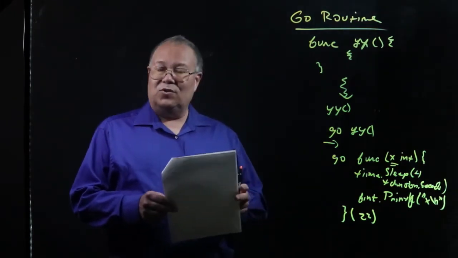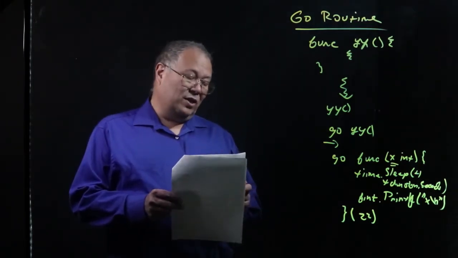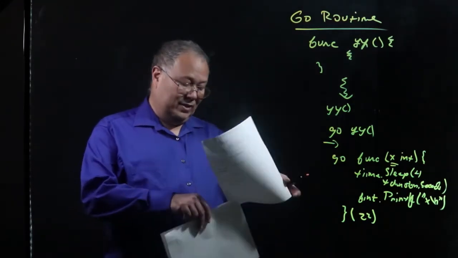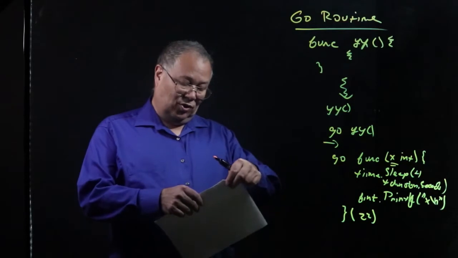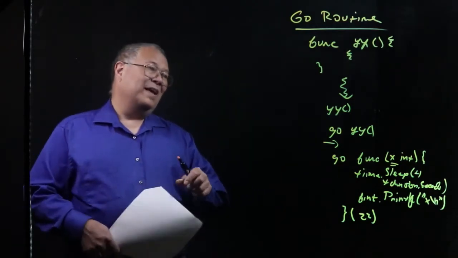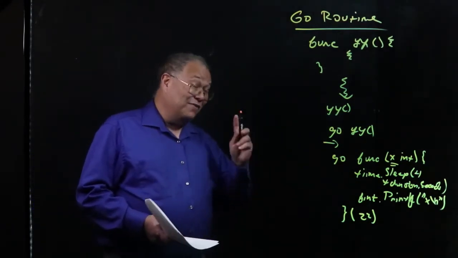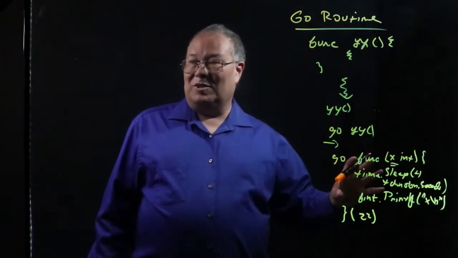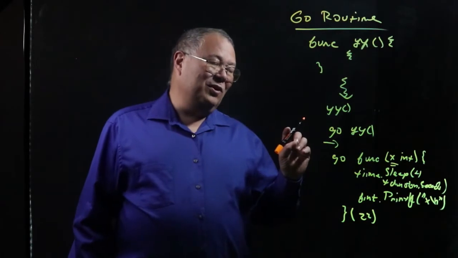Now, as soon as we have concurrency, we ought to have some way of controlling that concurrency. And Go provides all the concurrency controls you can think of, and probably some you haven't thought of. So concurrency control suddenly becomes an important topic as soon as you allow concurrency.